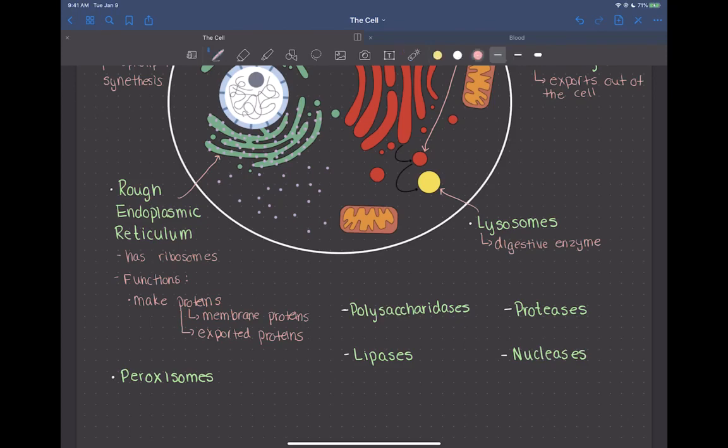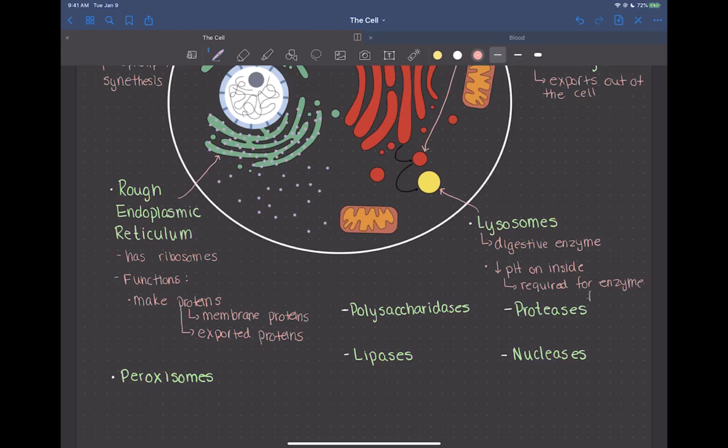The second thing that's protecting the cell from all those enzymes is that the inside of a lysosome has a very low pH. So it's very acidic on the inside, and that is because those enzymes have to have that low pH in order to function. So this low pH is required for those enzymes to function.